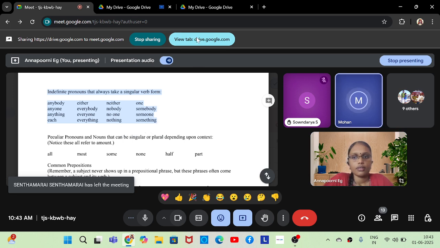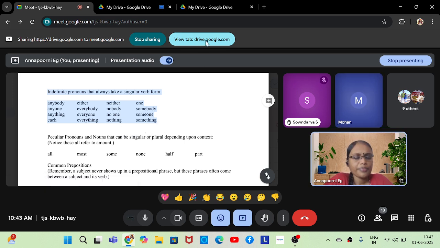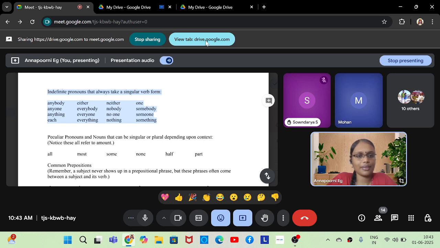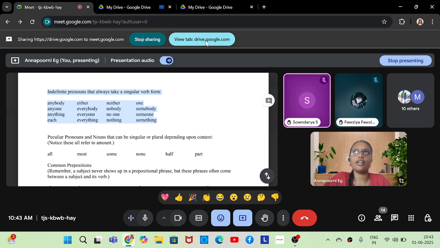Everyone looked relieved. This is in past tense, no? I want it in present tense. Try something in present tense. Okay, yes, Soundarya. Everyone looks beautiful.